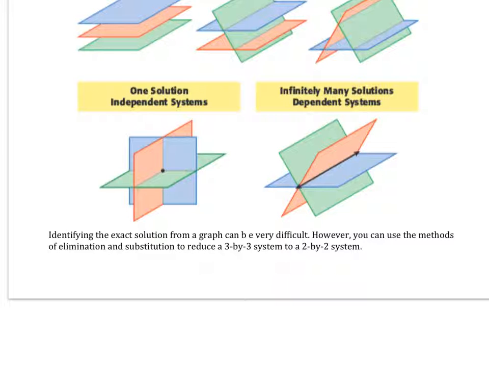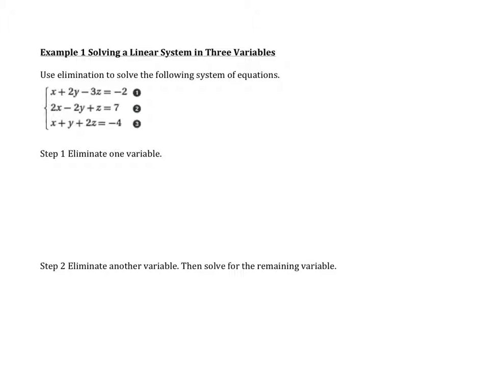This can be very difficult to do by graphing, so we can use our algebraic methods of elimination and substitution to reduce our 3x3 system to a 2x2 system. So we're going to use elimination to eliminate one of the variables. What you're going to do is just pick 2 equations. I'm going to pick equations 1 and 2, because you can see very nicely that the y can be eliminated if I add those 2 equations together.